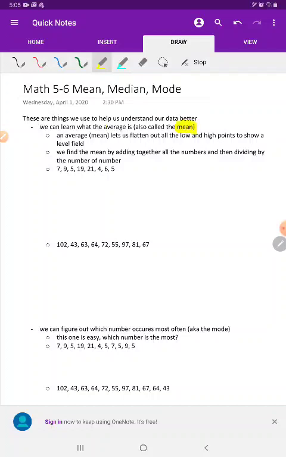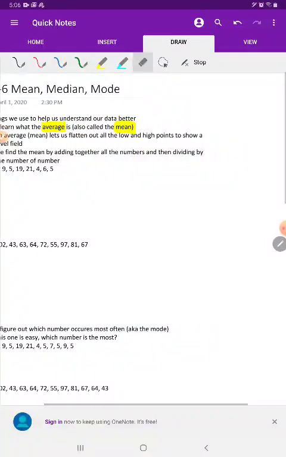A mean is another word for average. In your work, you're going to see a lot of times where they ask you for an average. That just means exactly the same thing as a mean. Average, mean, exactly the same thing. Don't get confused about the two. They're two different words for the same thing, like large and big mean the same thing. Average and mean mean the same thing. So a mean is a way that we use to figure out what the general thing is.